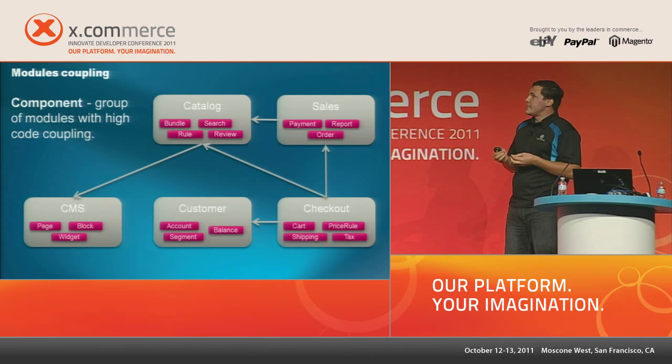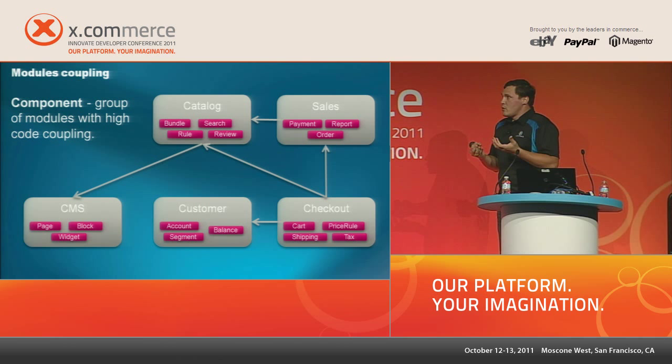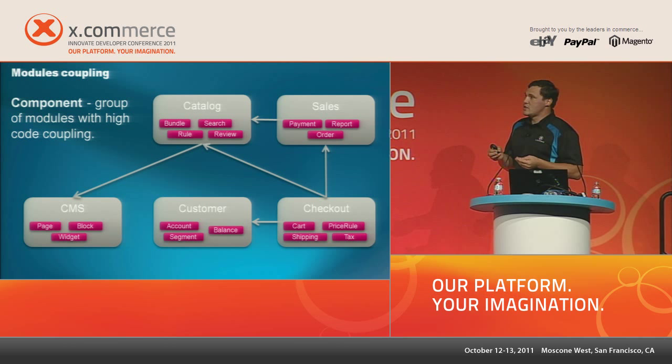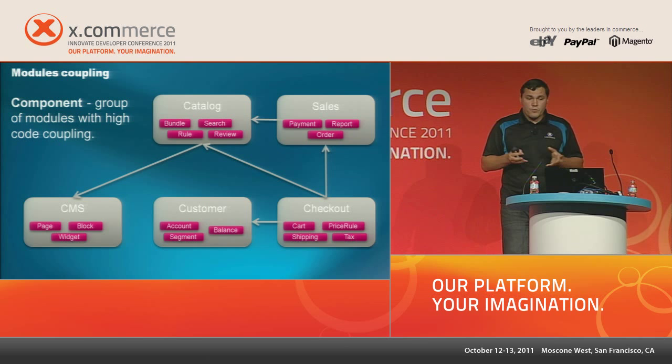Like, let's say, if we take, for example, catalog-related modules, catalog search cannot exist without catalog information, and coupling between those two modules is really high. Or, let's say, catalog rules also require requesting product information and category information directly from the catalog module. Those modules that have very high coupling between each other, we will locate into components.